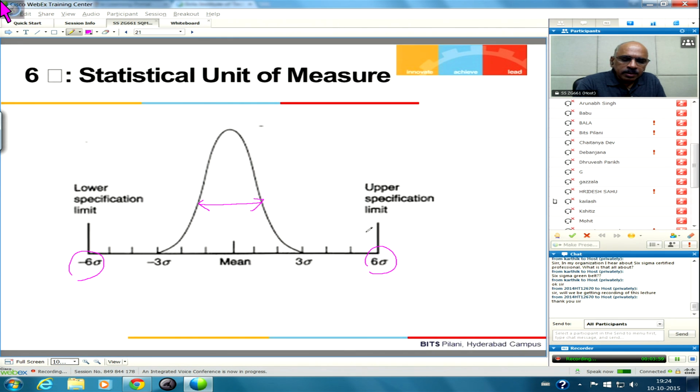So when you are at 6 sigma deviation, 6 standard deviations away from the mean, the probability of occurrence is 3.4 per million. So the probability is very less. That means most of your desired things will fall within your limits. So basically our upper and lower limits should be within 6 sigma.